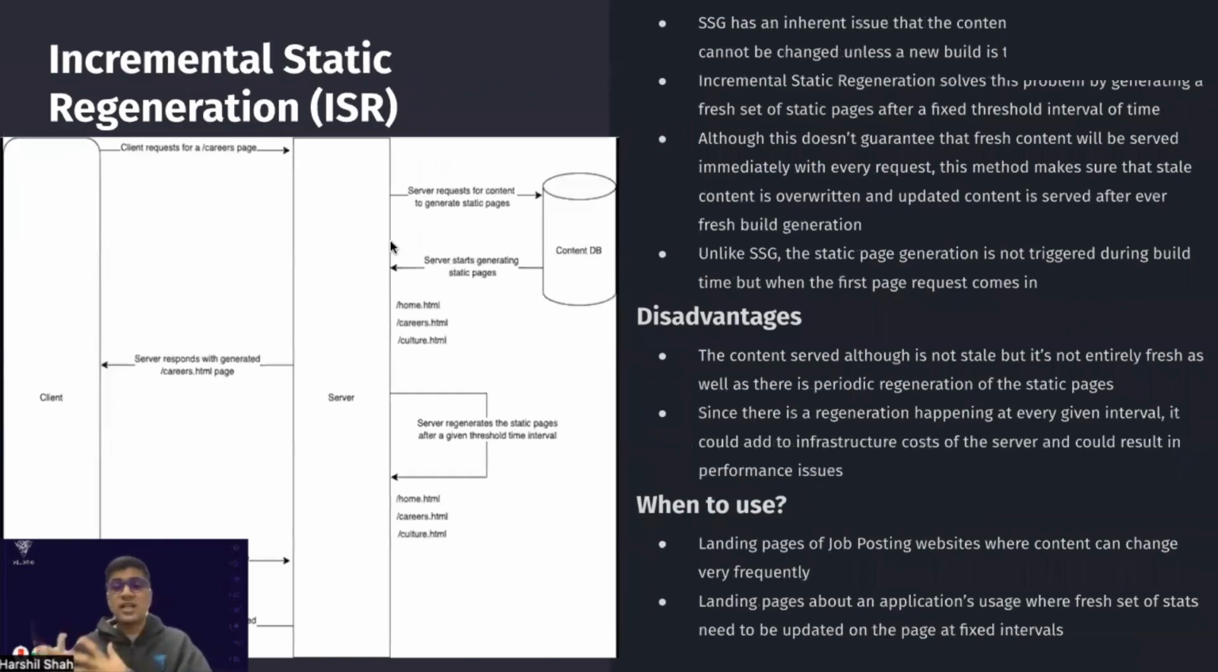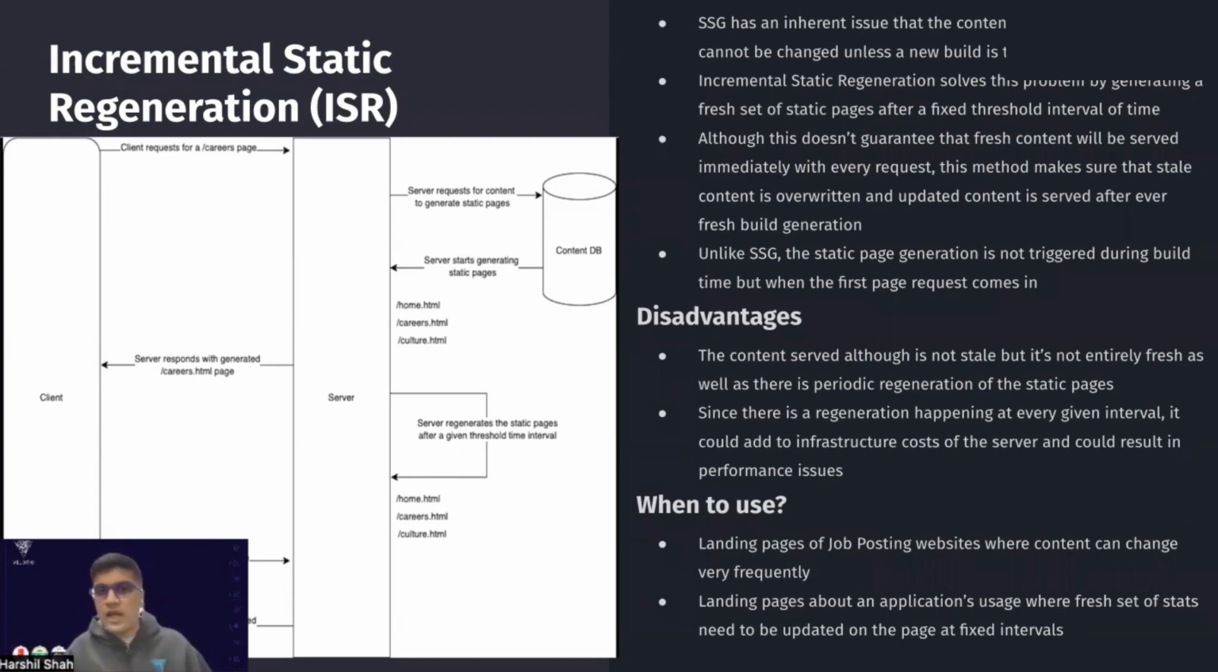Moving on to incremental static regeneration. Incremental static regeneration is really fresh. The earlier problem with static site generation is that fresh content was not available at the user's disposal. Every time the user wanted fresh content, they had to re-trigger a build so that the server could create new pages. But in this case, once the client requests for a page, the server will start creating these pages after the first request. They'll start creating these pages which are then again readily available for the client or the browser to request for.